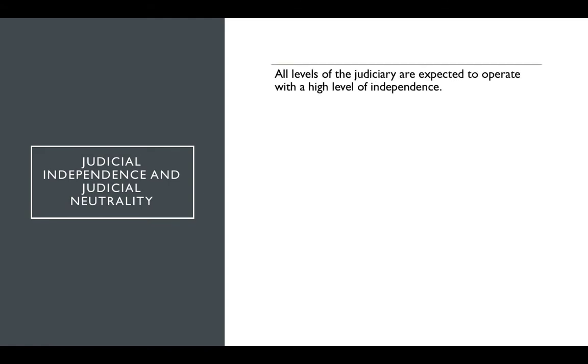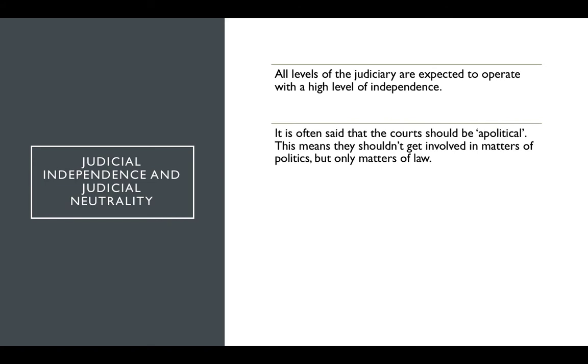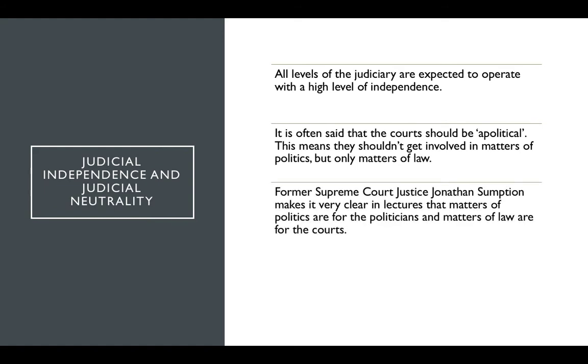So with that being said, let's have a look at judicial independence and judicial neutrality. All levels of the judiciary are expected to operate with a high level of independence. It is often said that courts should be apolitical. This means they should not get involved in matters of politics, but only matters of law. The former Supreme Court Justice Jonathan Sumption makes very clear in lectures that matters of politics are for politicians and matters of law are for courts. So he makes a very clear distinction between the matters of politics and the matters of law.